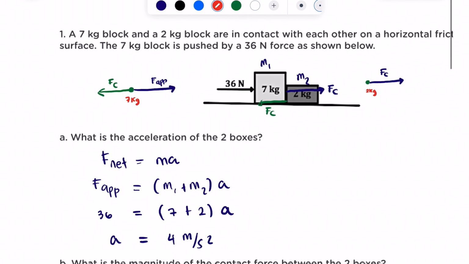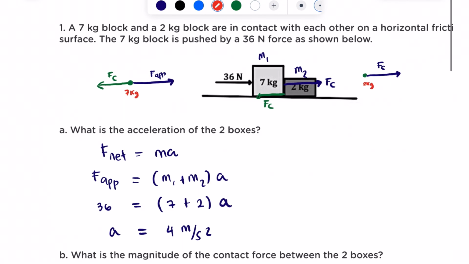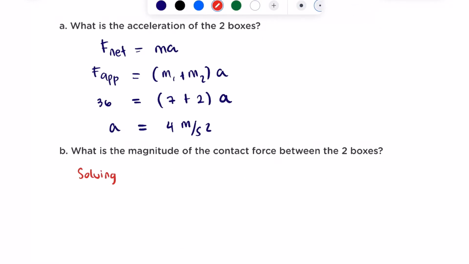So there are two ways by which we could solve for the contact force that is being asked in the second question. We could either use the 7 kilogram box or the 2 kilogram box. So let's try this one: solving for the contact force using M1.